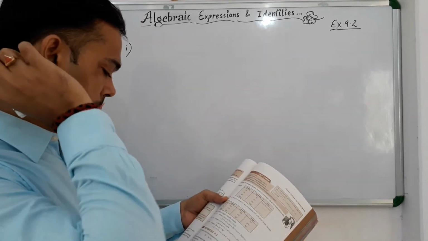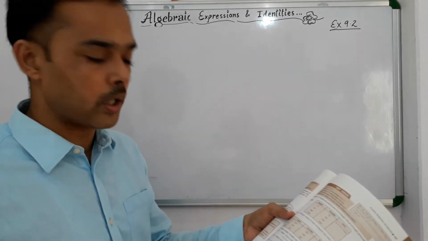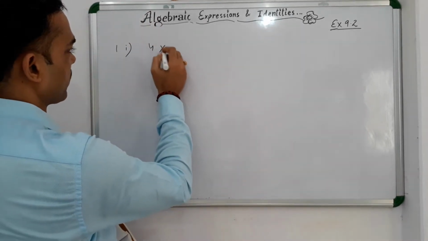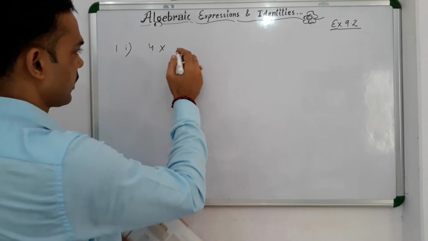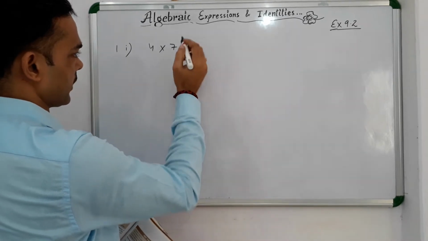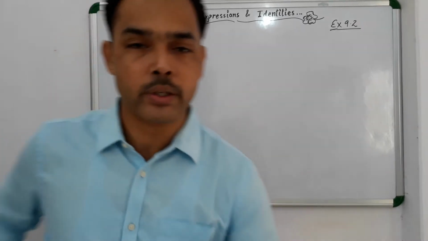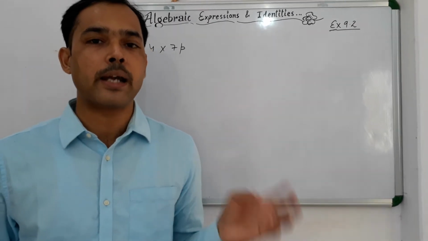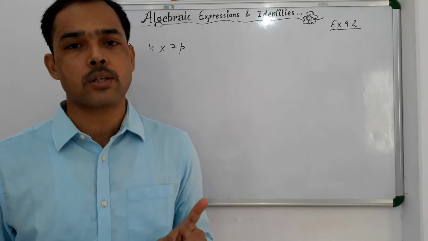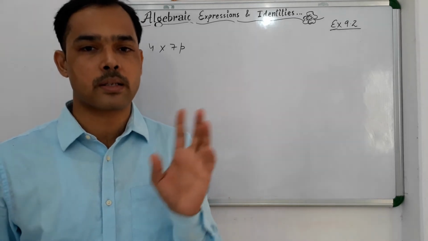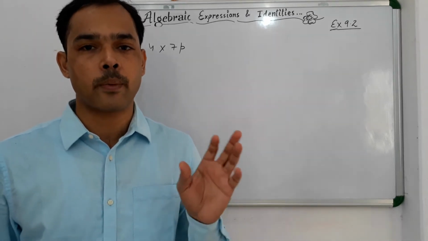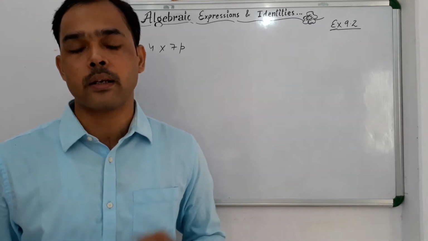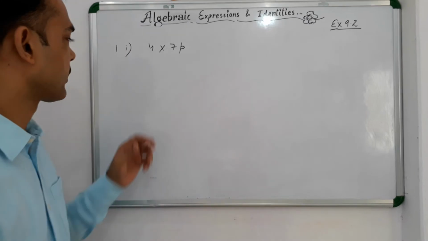And here they said, find the product of the following pair of monomials. It means that the monomials that are given to us are 4 and 7p. Now here what you need to understand is that you will be multiplying sign by sign. Okay. First you will be multiplying the sign by sign, then you will be multiplying the constant by constant, and then finally the variable by variable.